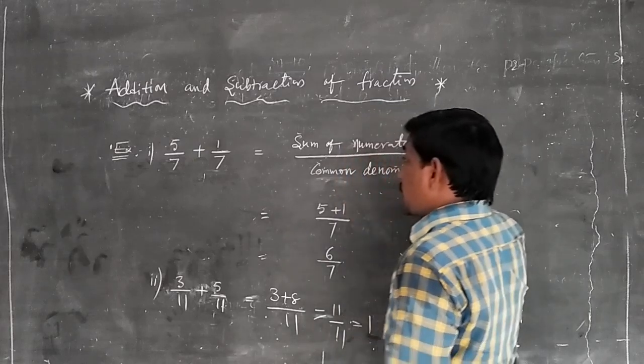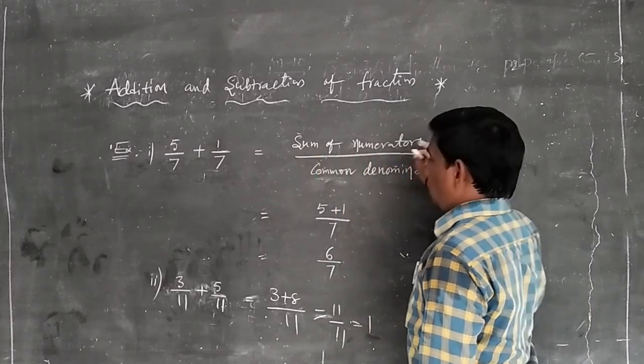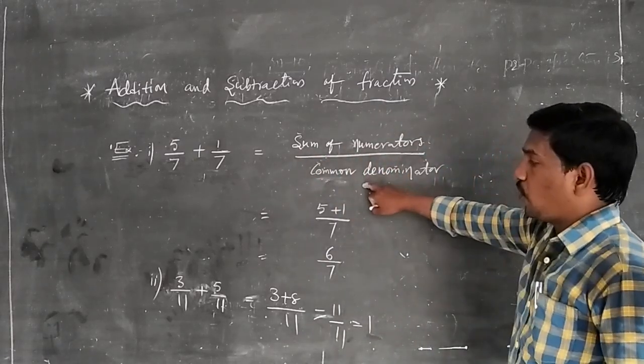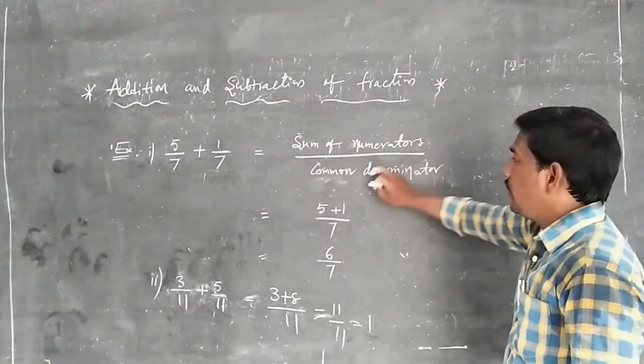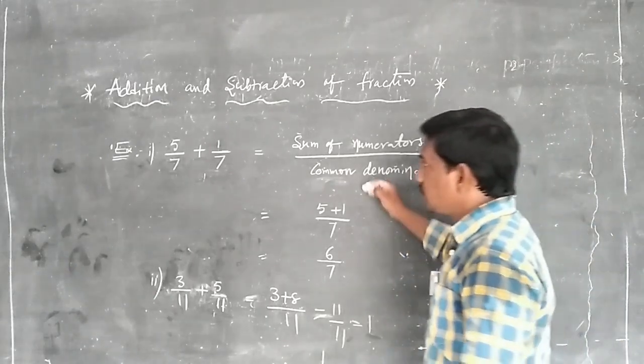So we can do the subtraction. Difference of numerators by common denominator. This is the addition.